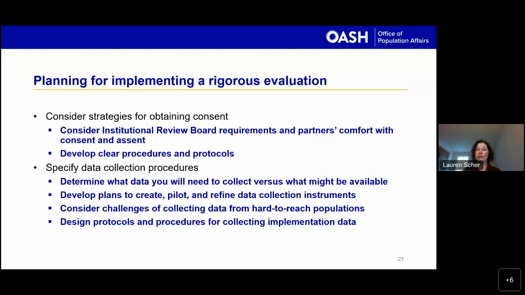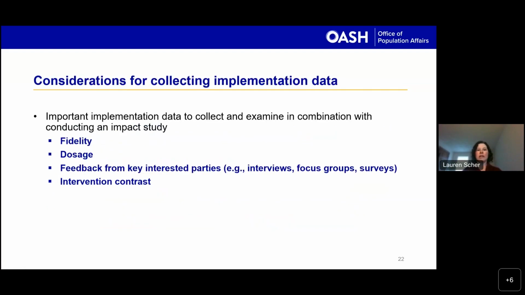Or as another example, if you find subgroup differences in impacts, for example, by gender, you may be able to explain them by accessing information from focus groups or discussions with participants or program facilitators that might suggest that girls found the program more compelling than boys. So as you can see through these prior examples, conducting an impact study without a companion implementation evaluation may get you to a place where you have study findings, but you can't really interpret what they mean.